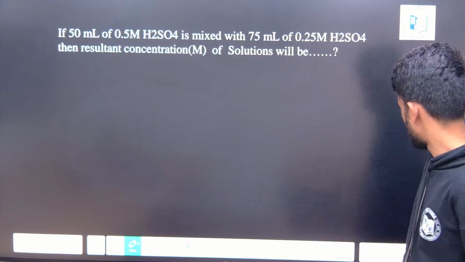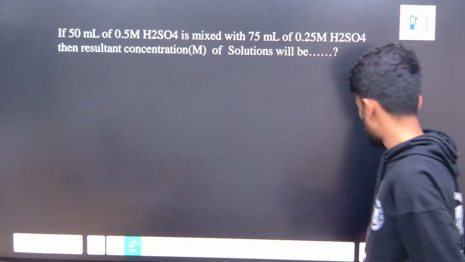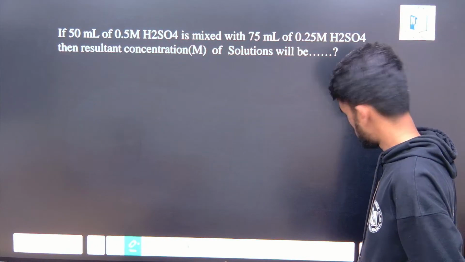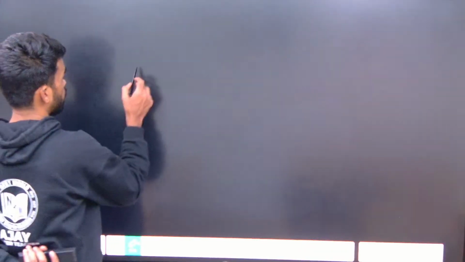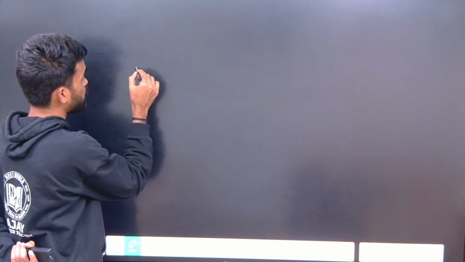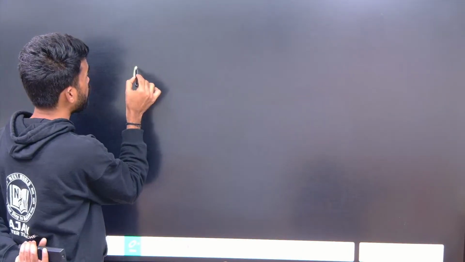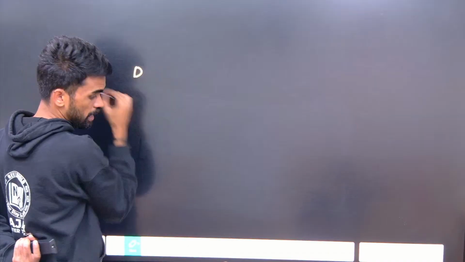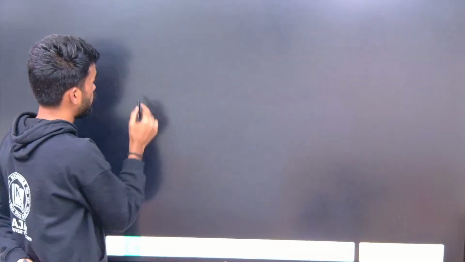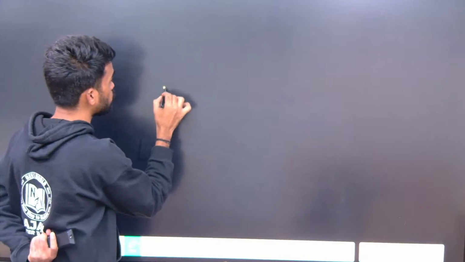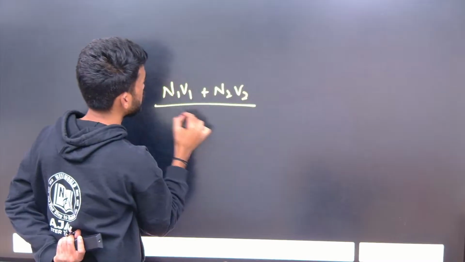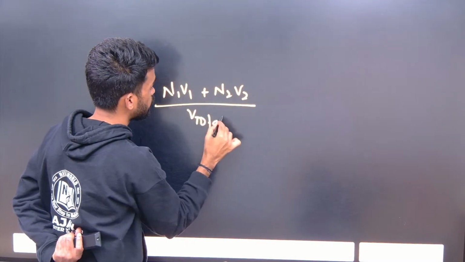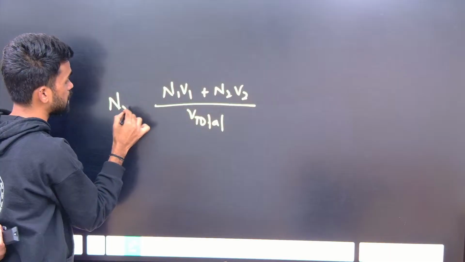Okay, next thing here is over. Next thing here is what we have discussed previously, M1 V1. So always remember, for this kind of calculation, when we are mixing two solutions, always use N1 V1 plus N2 V2 by V1 plus V2, or V total, when you are trying to find the resultant concentration.